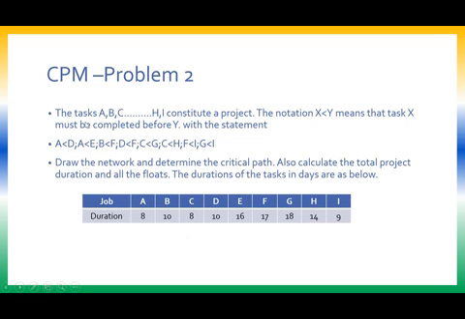So problem number 2. The tasks A, B, C, D, and so on up to H, I constitute a project. The notation X < Y means that task X must be completed before Y. With the statements given below, that is A < D, A < E, B < F, D < F, C < G, C < H, F < I, and G < I, draw the network, determine the critical path, also calculate the total project duration and all the floats.